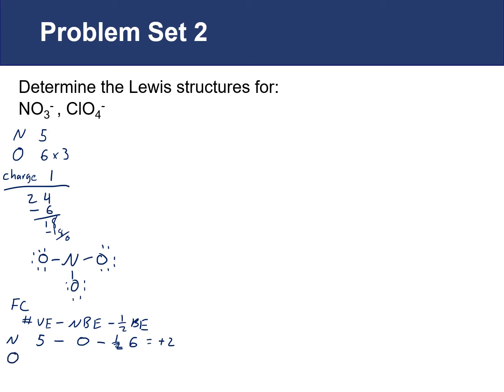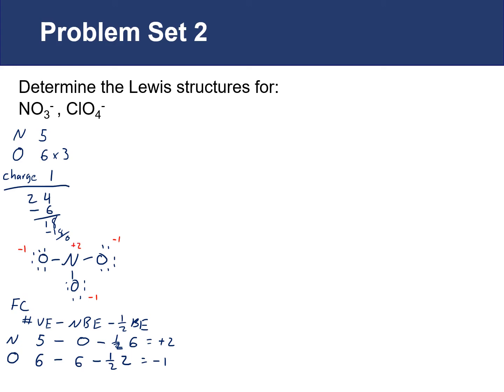Each one of our oxygens is the same in what is around it. Each oxygen brings with it 6 valence electrons minus the non-bonding electrons. Each one has 6 non-bonding electrons. And then we subtract off 1/2 of our bonding electrons. Each one of them has a single bond. A single bond is 2 electrons, so 1/2 of 2 would be 1. So 6 minus 1 is -1. So each oxygen has a -1 formal charge, and our nitrogen has a +2.